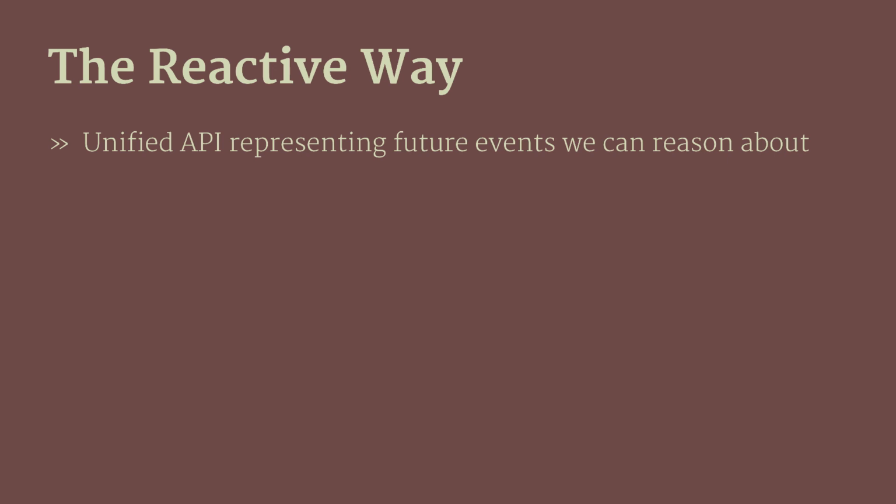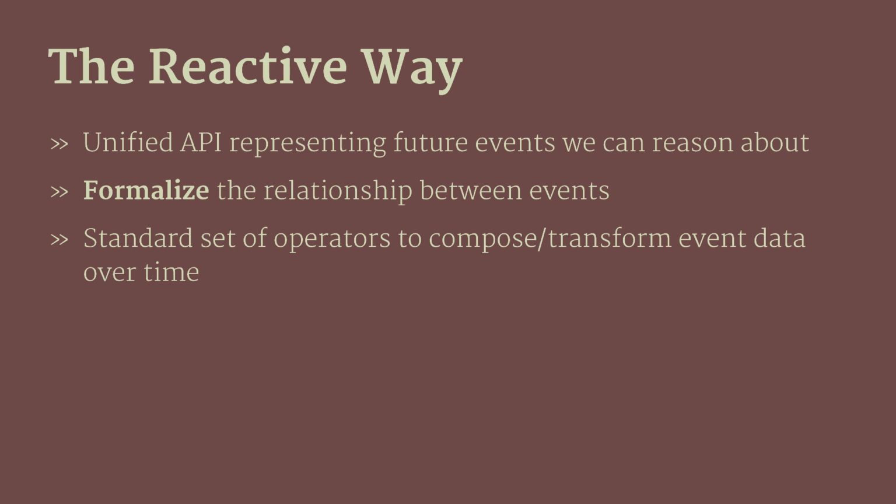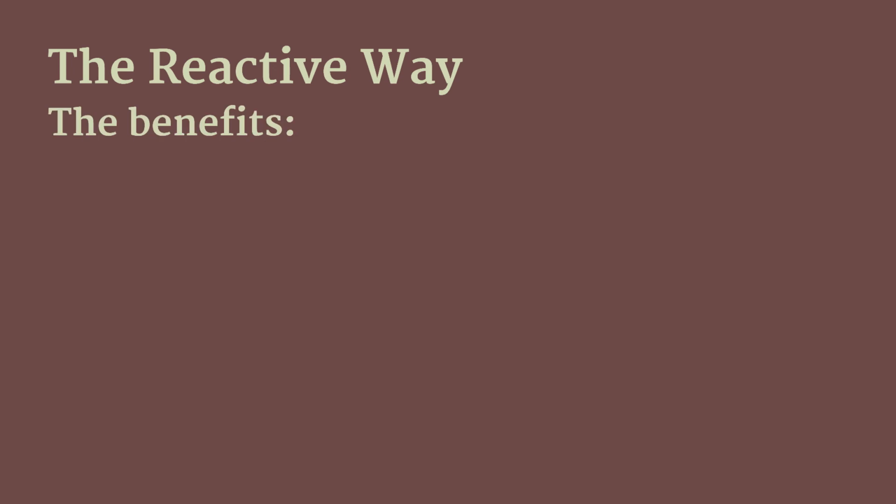We're going to use a unified API that represents future events that we can reason about ahead of time. We're going to formalize the relationship between our events. And we're going to get a standard set of operators to compose and transform this event data over time. So what are some of the benefits that we're going to reap here? We're going to get a singular path for control flow through our class, much like auto layout, where we're declaring the layout ahead of time.